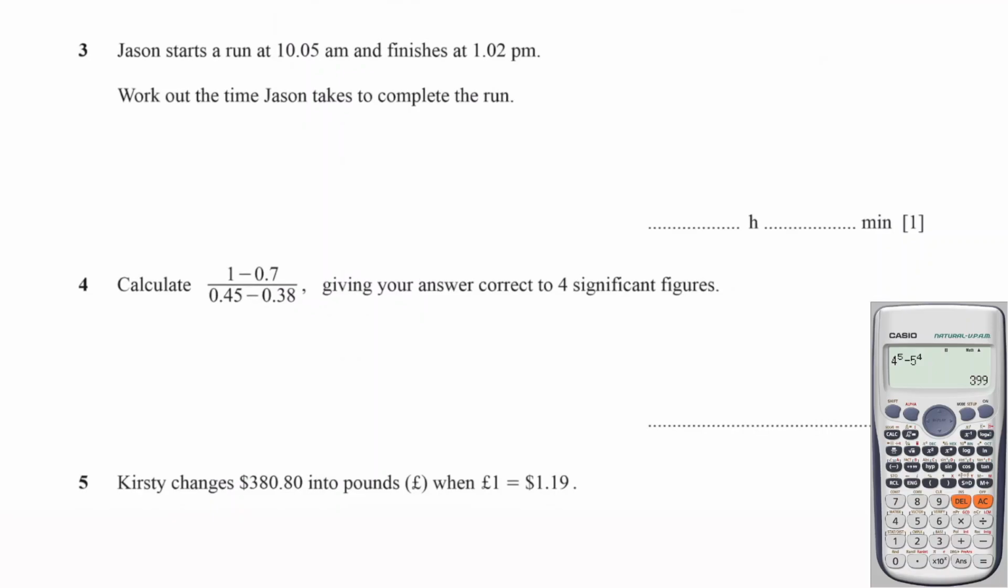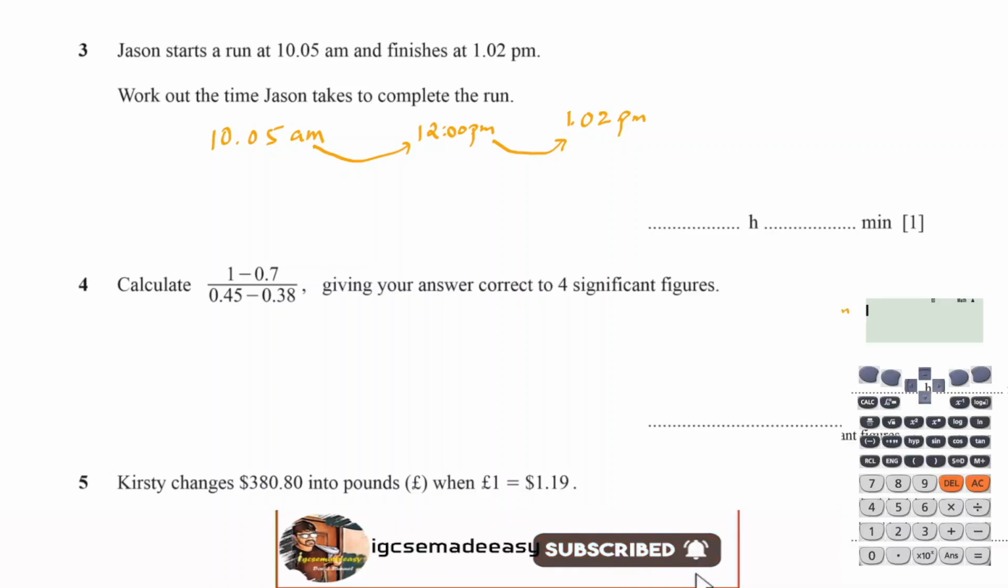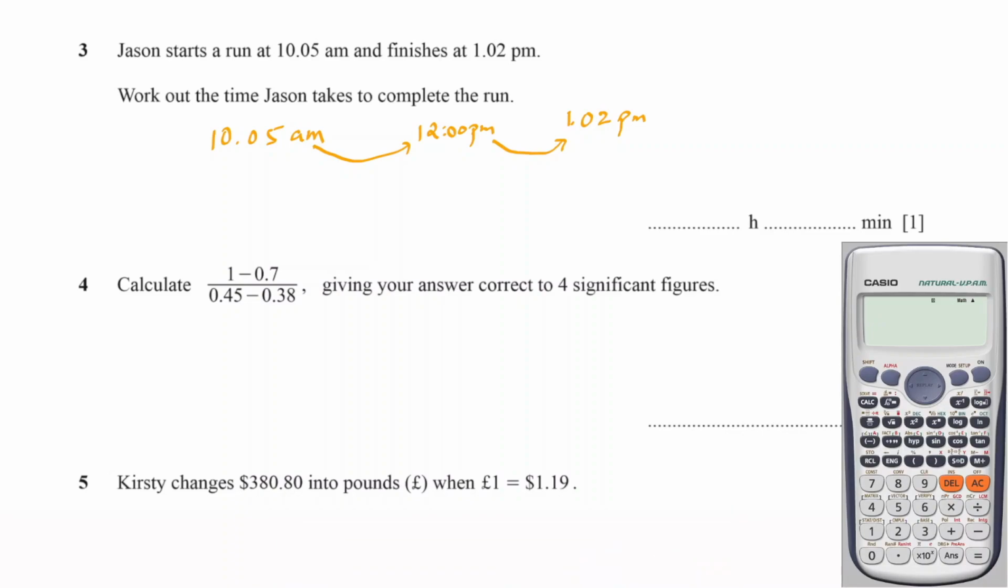Question number 3. Jason starts a run at 10:05 a.m. and finishes at 1:02 p.m. Work out the time Jason takes to complete the run. Actually, from 10:05 a.m. we have to calculate the time till 12 p.m., right? And then from that time we have to calculate to 1:02 p.m. because we are splitting it. AM we have to calculate differently using the calculator, and PM again we can calculate differently. Let me tell you how to do that.